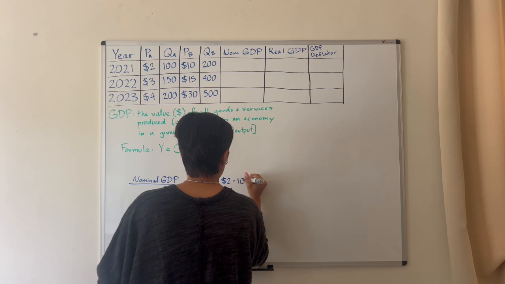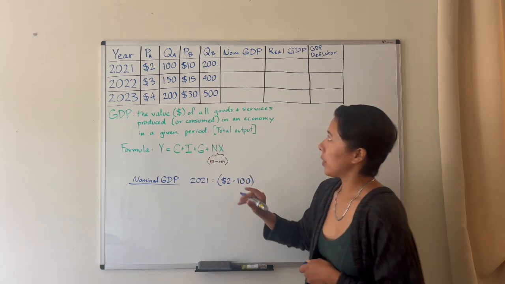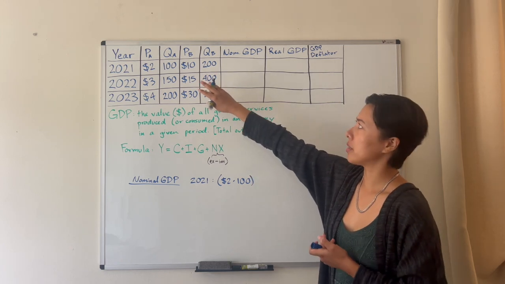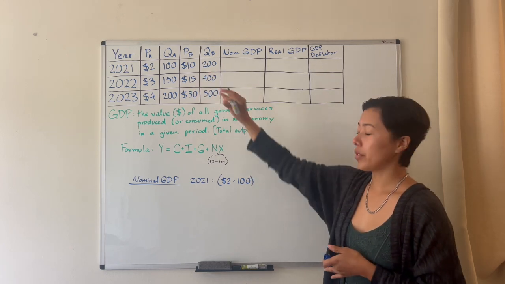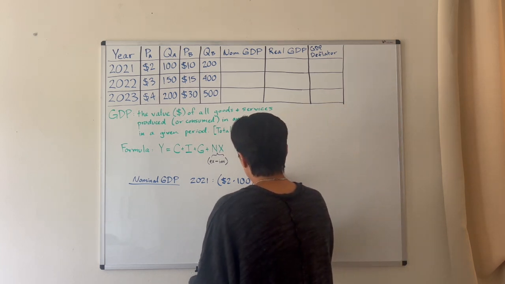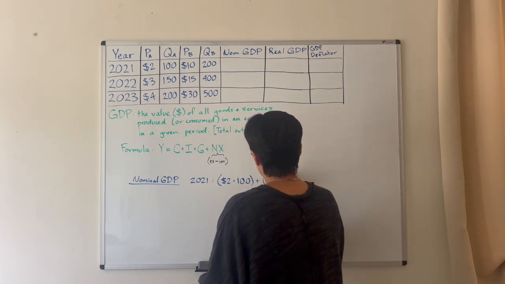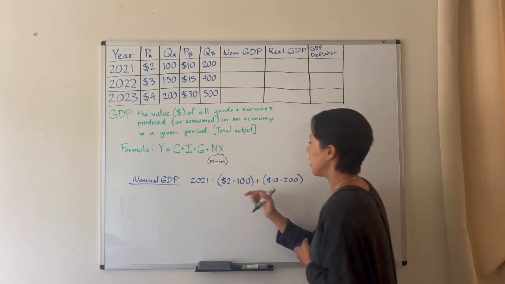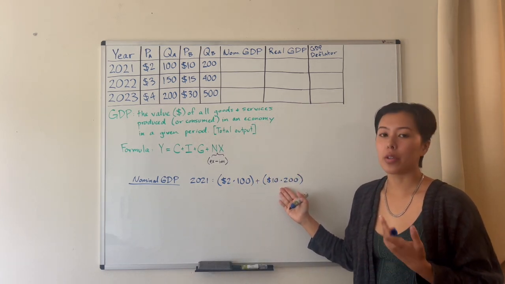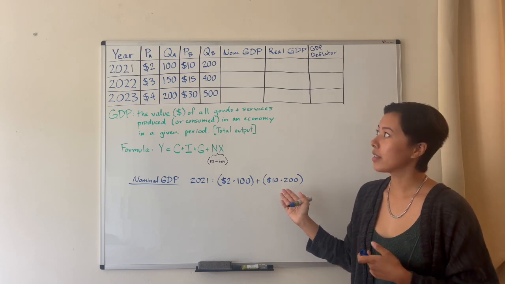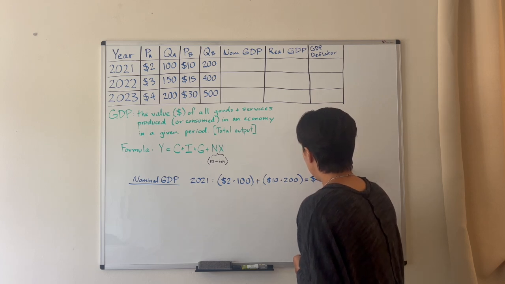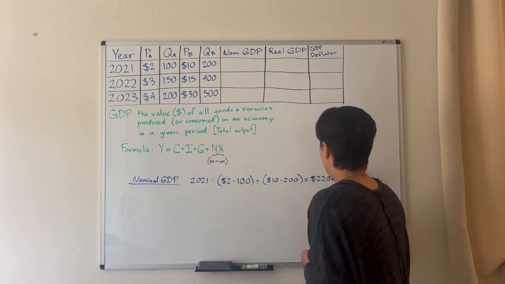and we have 100 apples. And then we're going to do a similar thing for beef. We know that each unit of beef is worth $10, and there was 200 units of beef produced. And so what we're going to do is add these together. And this is going to be the total value of all the goods and services that were produced in this economy in 2021. So our nominal GDP in 2021 is going to be $2,200.